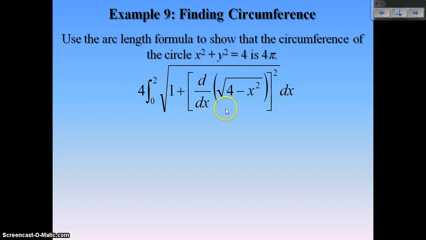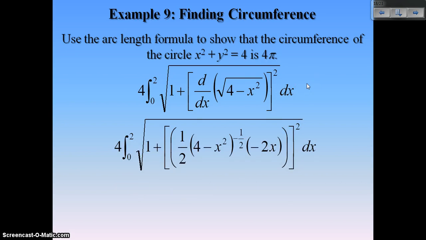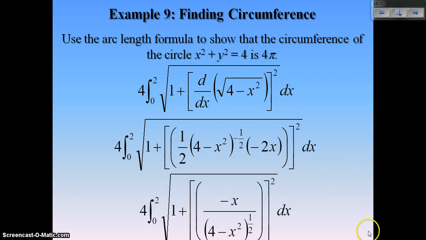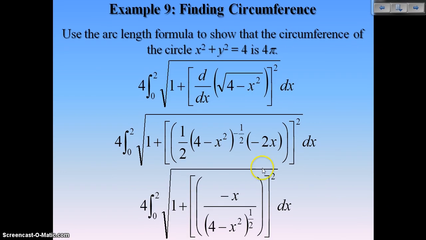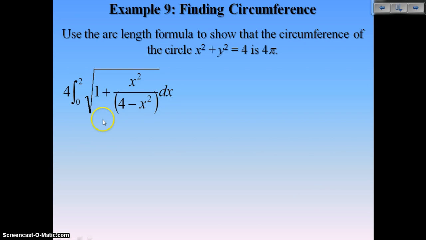Now, if you take this function and solve for y, you get radical 4 minus x squared, and then square that. So I take the derivative of this. I move the 1/2 out front. 4 minus x squared, then subtract 1, negative 1/2, times the derivative of the inside. That gives me negative 2x. And we have this. Now, before I square it, let's simplify it just a little bit. The 1/2 and the 2 will cancel, and I can move this to the bottom because of the negative exponent. Now, when I square, on top it gives me x squared, and on the bottom it simply takes away the square root.